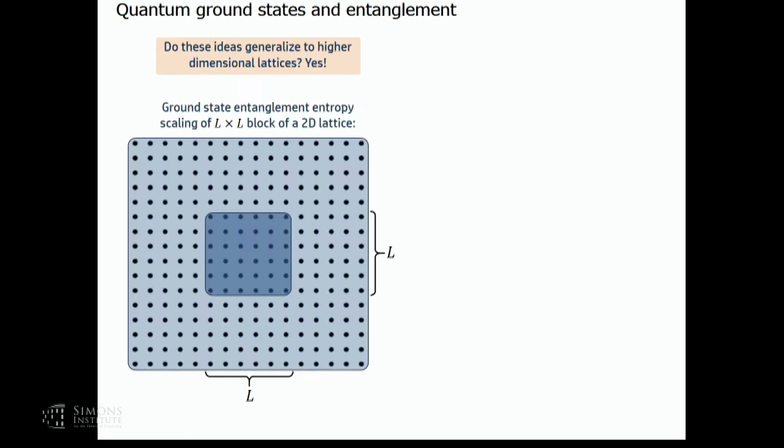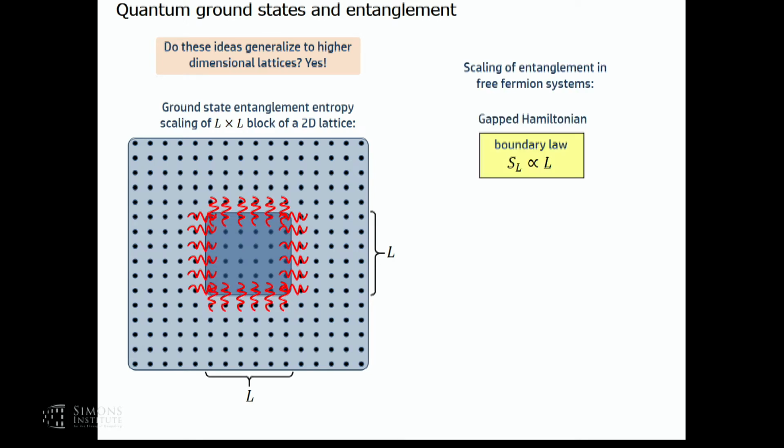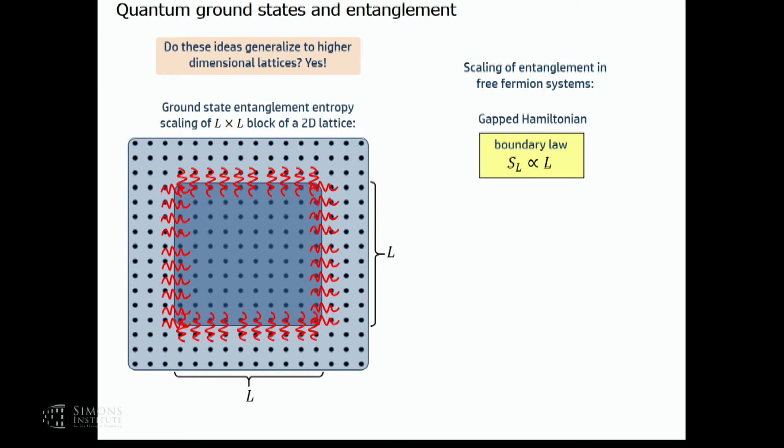For 2D systems, you have something very similar. If I have a 2D lattice and some ground state, and I'm looking at how much entanglement an L by L block has in this 2D ground state, this is not something we can prove rigorously anymore, but it is observed in the vast majority of cases, and we have a rigorous proof for free fermion systems. If we have a gapped Hamiltonian, we have a boundary law or an area law, so the entanglement is just the size of the boundary. Again, the intuition is the same. Things within the bulk aren't contributing much to the entanglement.